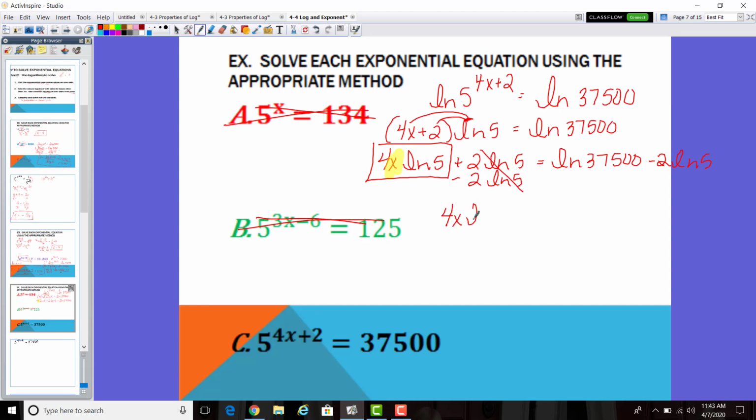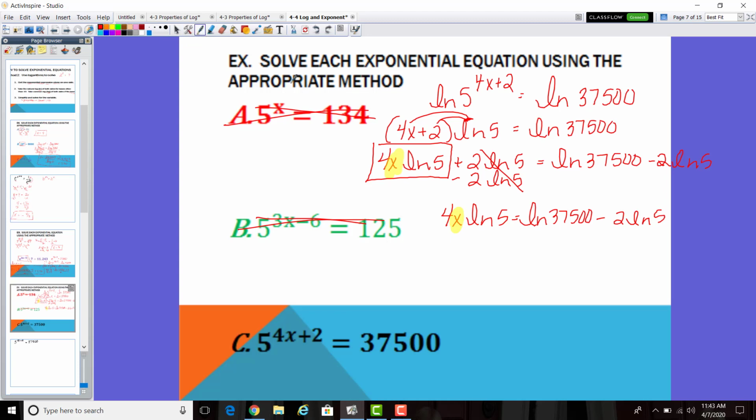So I have 4x natural log of 5 equals the natural log of 37,500 minus 2 natural log of 5. Do not evaluate these until the final answer, because if you evaluate it up here and start rounding up here, that's going to throw your answer off at the end. So leave it in log form until we get to the very end. Okay. Now again, I want to solve for x.